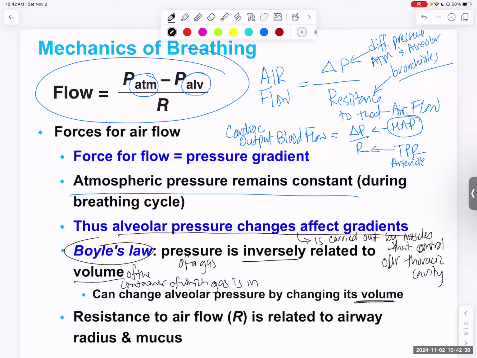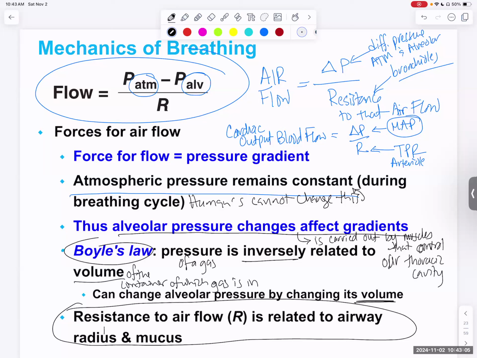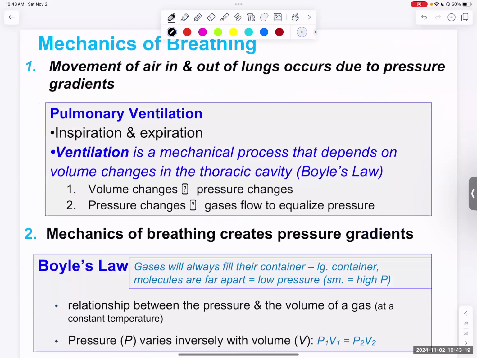We cannot change atmospheric pressure. Humans cannot change this. Unless we go up in altitude, and then we're not changing it. It's just we're going up in altitude and the pressure is less. The air pressure, gas pressure is less. Resistance to airflow is controlled by the radius or diameter of the bronchioles and whether there's a lot of mucus or a little mucus inside that bronchiole.